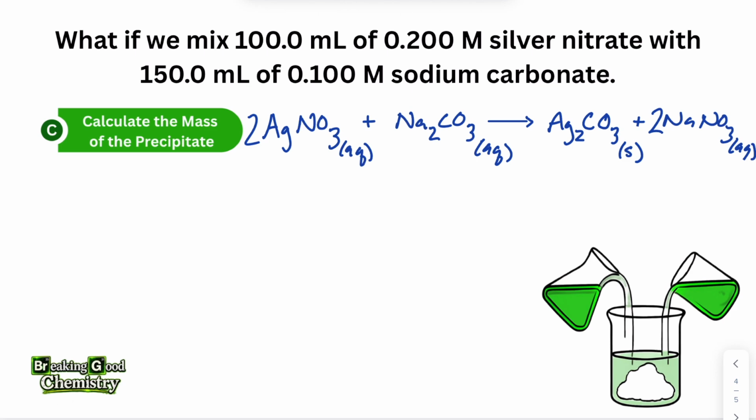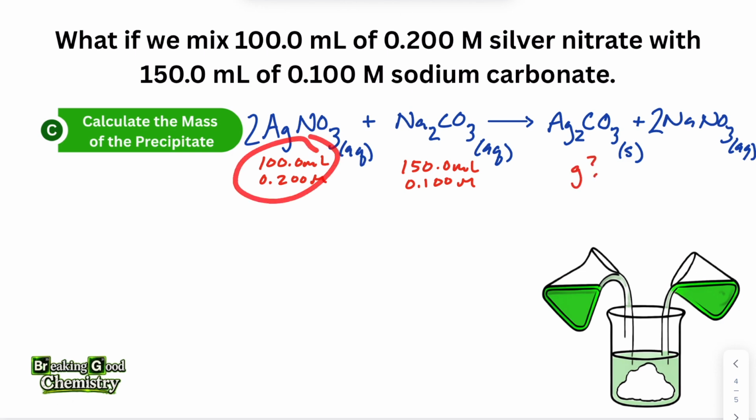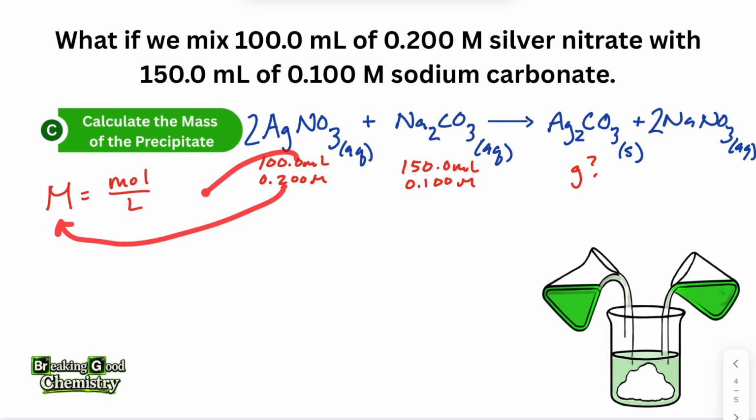So I like to organize all of my information. So I have 100 mL of a 0.2 molar solution, and I have 150 mL of 0.1 molar solution. This is what's coming to the table. And what I want is grams of this. So what do I do with these numbers? Well, these numbers are screaming molarity. The molarity equals moles over liters. So if I place the molarity here and I place my volume, which I need to change to liters, I can find out the moles, or the amount of stuff that I have of each ion or each reactant.